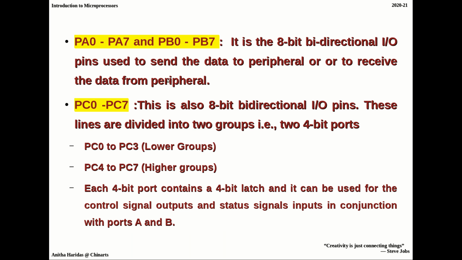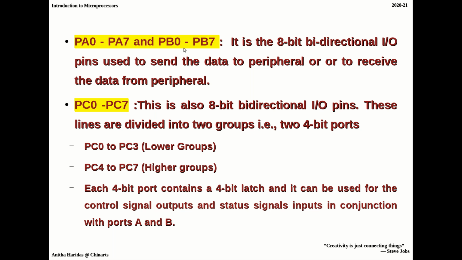Then we have the port lines, the different port lines, port A0 to port A7 and port B0 to port B7. And these two are again 8-bit bidirectional input-output pins which are used to send data to the peripheral or to receive data from the peripheral devices. So if data is to be transferred to and fro from the peripheral devices, then we can make use of port A or port B pins.